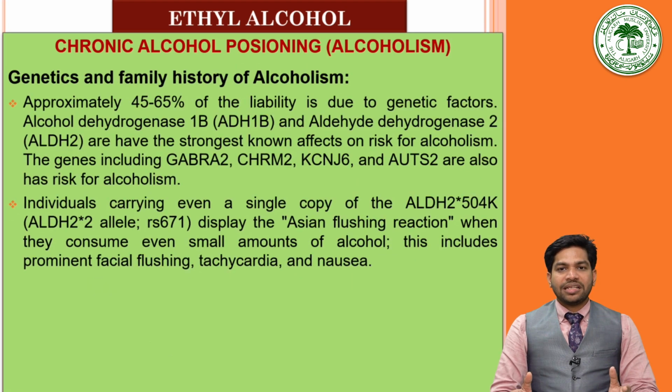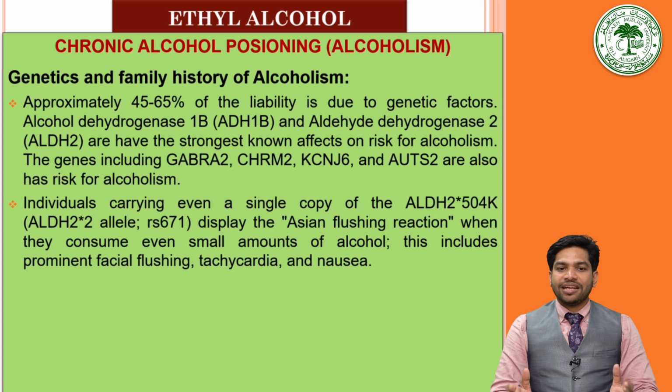Then alcoholism is associated with a certain genetic basis. It has been observed that about 45 to 75% of liability for chronic alcoholism is due to genetic factors. Alcohol dehydrogenase 1B and alcohol dehydrogenase 2 have the strongest known effects on the risk of alcoholism. The genes including GABRA2, CHRM2, KCNJ6 and OPRK1 are also associated with the risk for alcoholism.